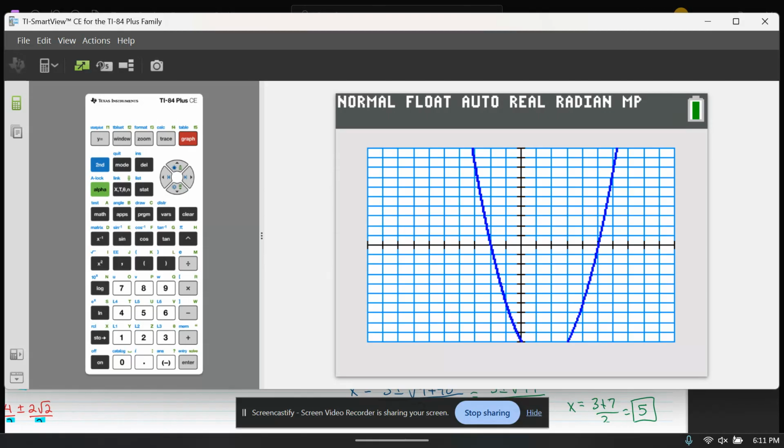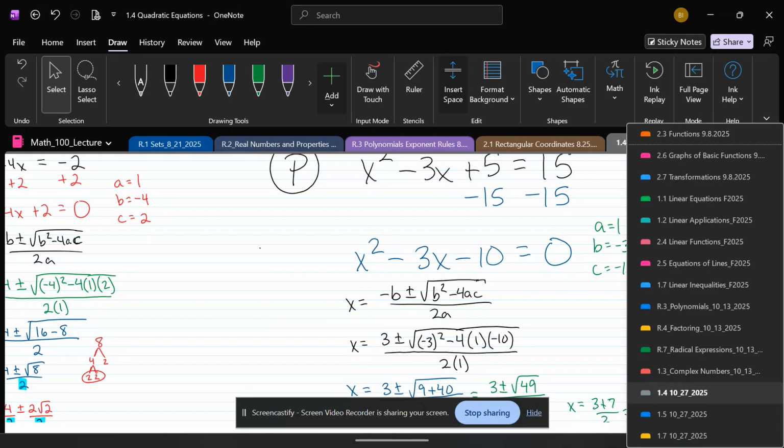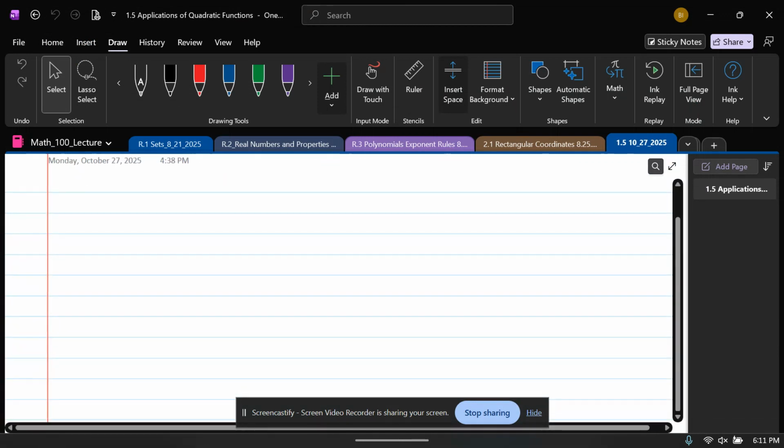All right, so that is section 1.4. It was a lot of stuff, a lot of examples. The next couple of lessons are not nearly as long, so let's just trudge through here. The next lesson is the application of quadratic functions. So it's word problems. That's what it is. We're going to write a few word problems here.